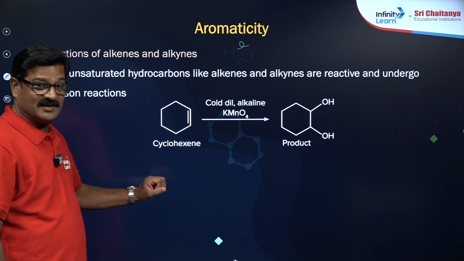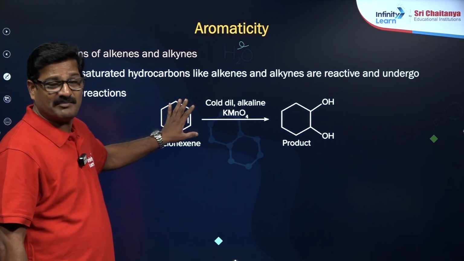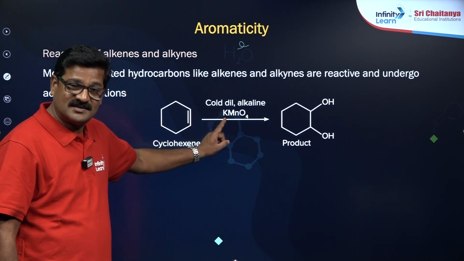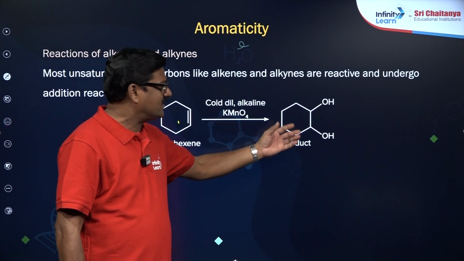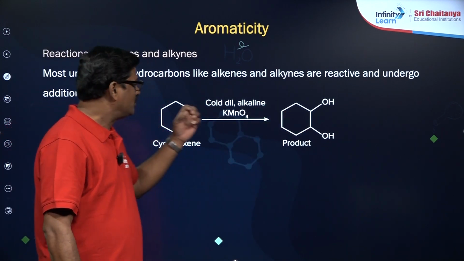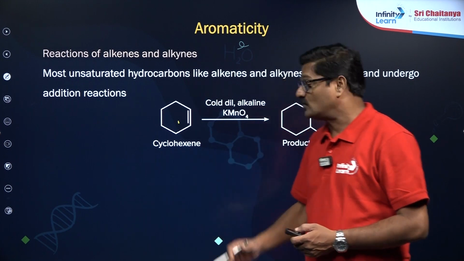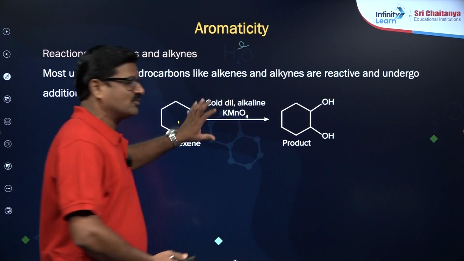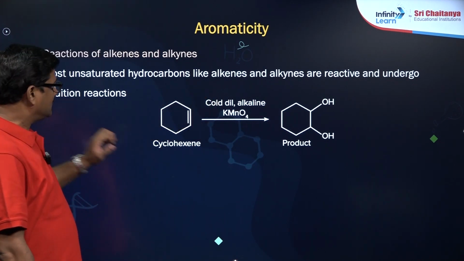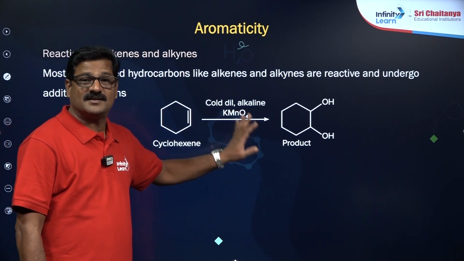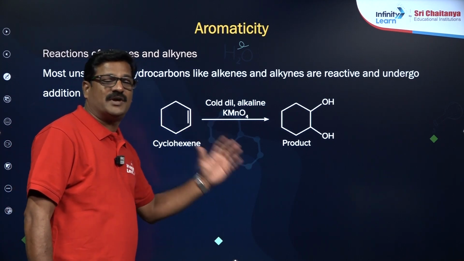This is cyclohexene, a simple example of an alkene. When it is treated with alkaline cold KMnO4, which is Baeyer's reagent, pink in color, it gives rise to a vicinal diol. Due to that, the pink color of the KMnO4 disappears. So cyclohexene, when reacted with cold alkaline KMnO4, decolorizes the pink color. This is the fundamental test for unsaturation. So alkenes or alkynes behave like this.